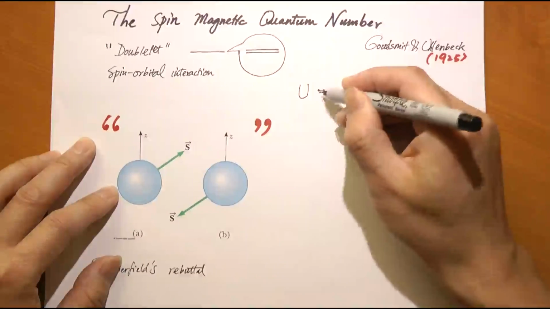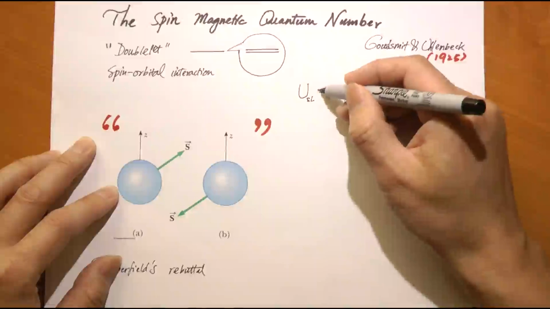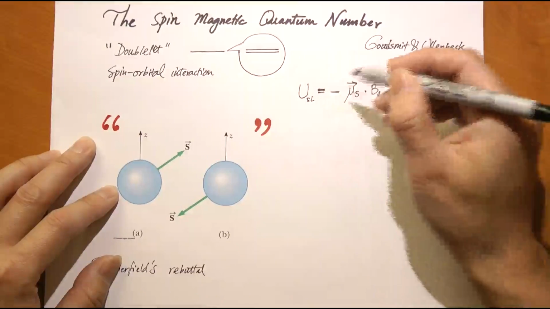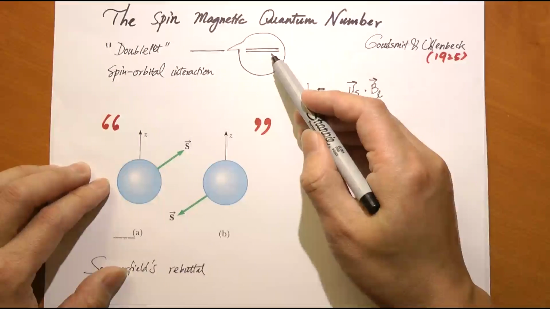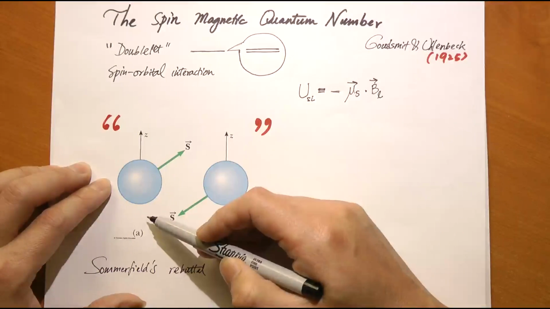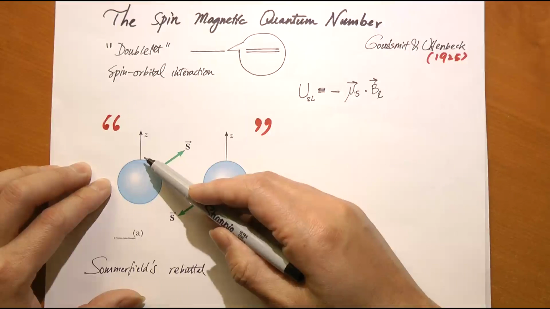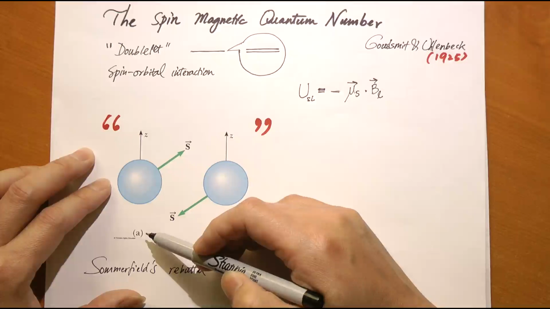U, we call it SL or LS, so the spin orbital coupling. We call it spin orbital coupling or spin orbital interaction. And it produces two levels according to experiment, and therefore there are only two possible directions for the z component of the spin. Positive along z and negative along z.